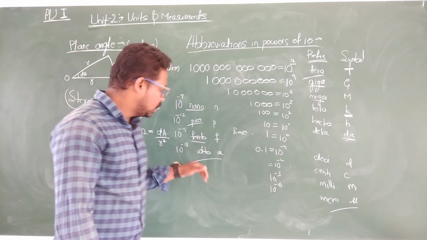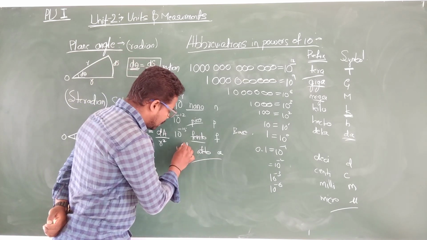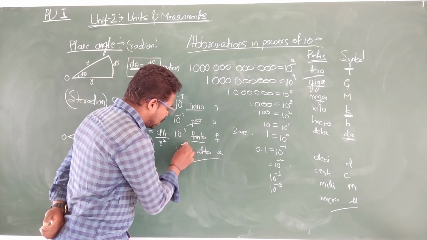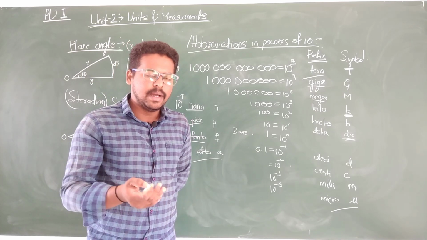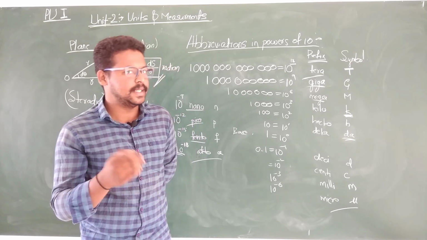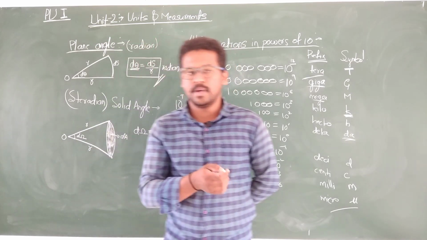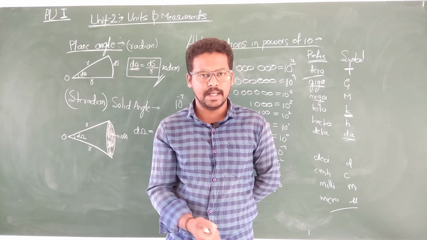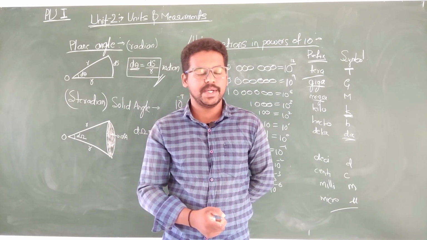Atto means 10 to the power minus 18. Remember it like this: 10 to the power minus 18 is atto. These are the abbreviations in powers of 10 we are using in further classes. Okay, this completes the second lecture. Thank you very much.